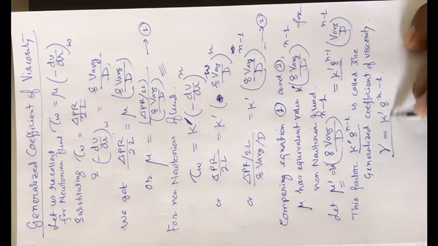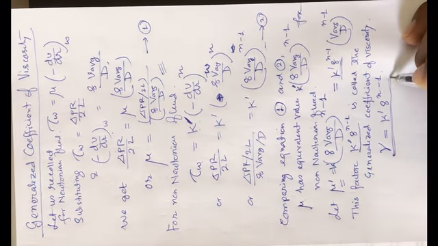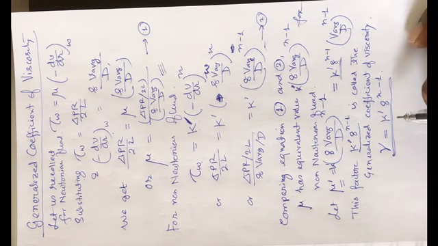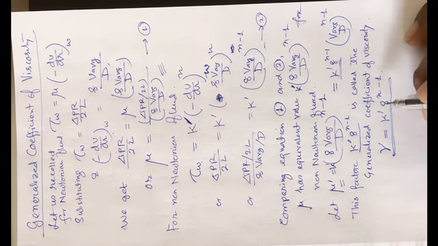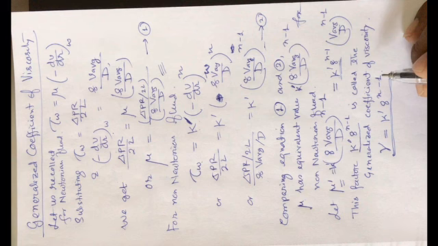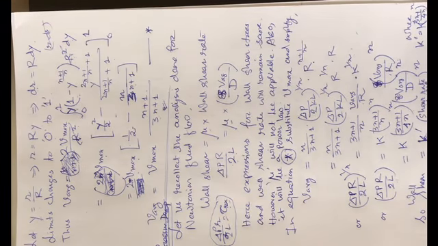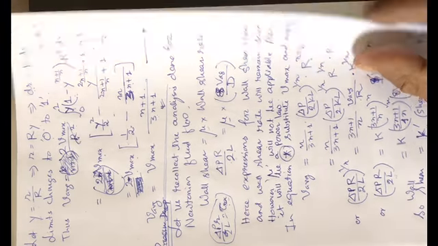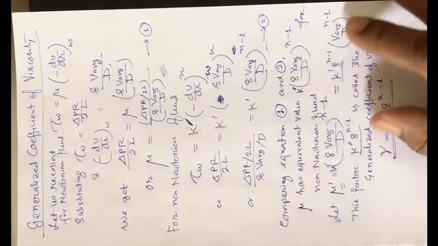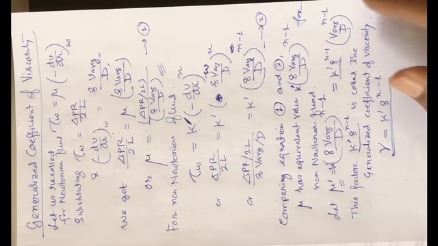So this is the notation used for the generalized viscosity coefficient, which is K prime into 8V/D to the power n minus 1. Again, you see, K prime is what? K multiplied by (3n plus 1) divided by 4n, the whole thing to the power n. So this is the generalized viscosity coefficient.